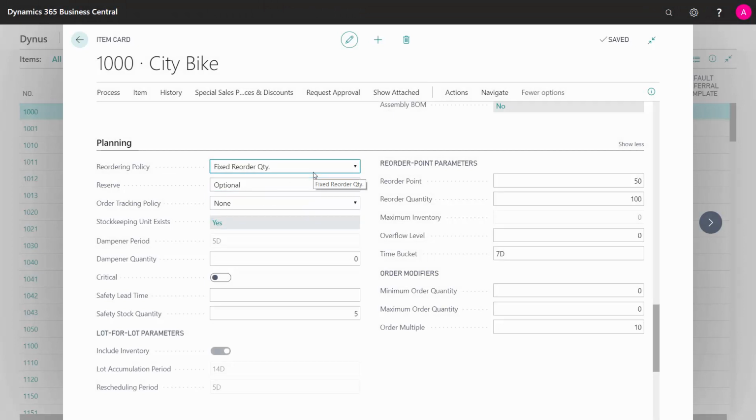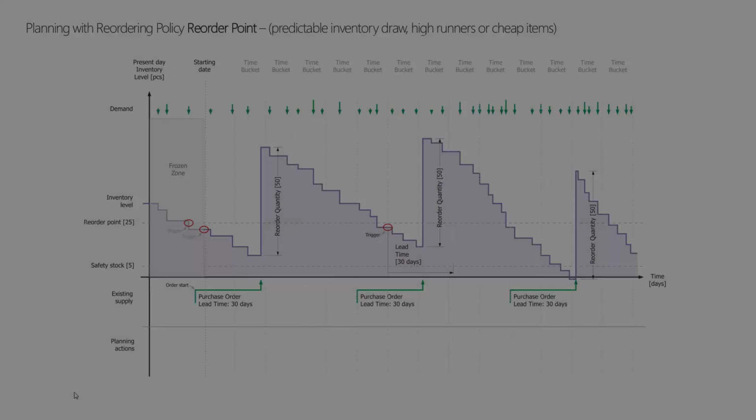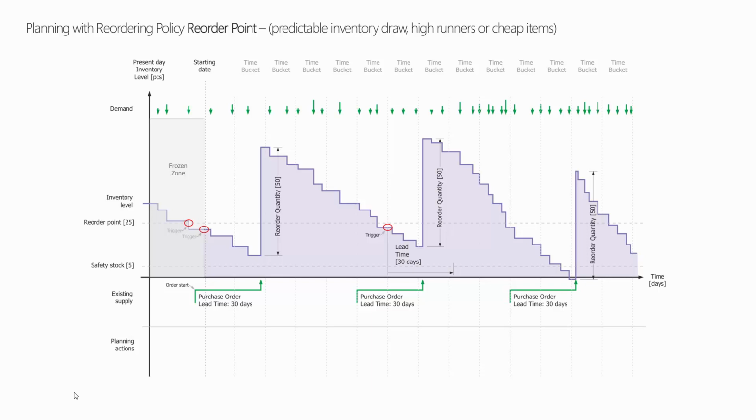The next one will be the fixed reorder quantity. That is maybe the most commonly used. The reordering policy fixed reorder quantity is normally used if you have a predictable inventory draw, if it's a high runner, or if it's a cheap item so you don't mind building up high inventory. This is the easiest way of planning. That's reorder point. So you add just reorder quantity and you buy enough to stock. So flour in my kitchen is planned like this because I just always buy flour and it's not very expensive, so we'll just build it up on inventory.